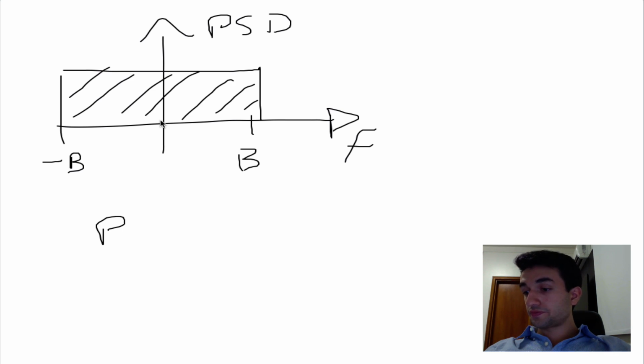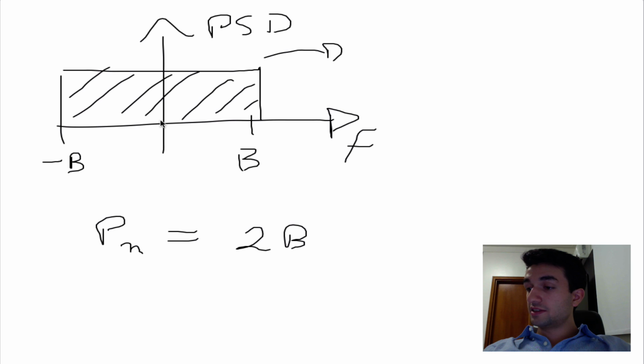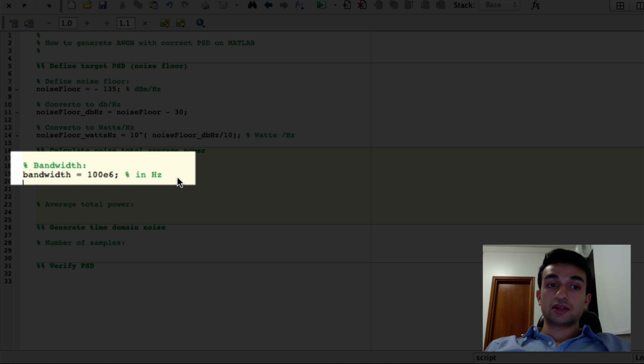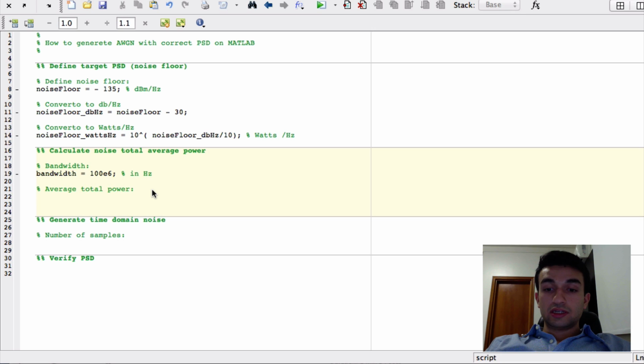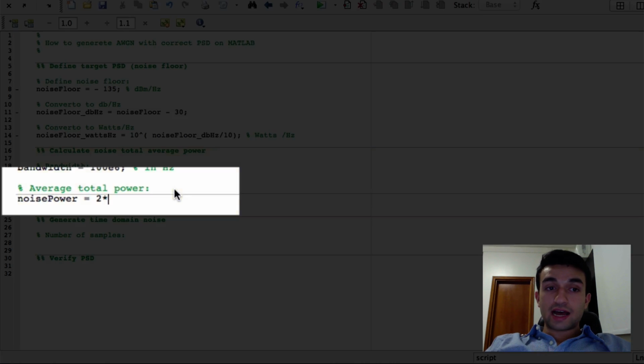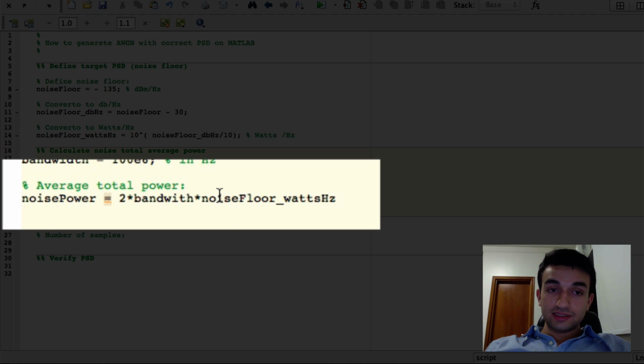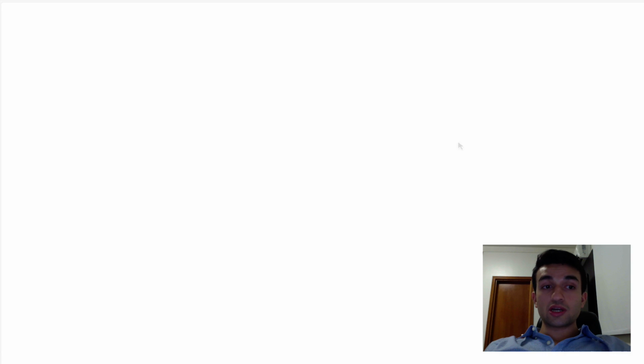So the total power is equal to this area here. The total power of the noise is equal to 2 times the bandwidth, and remember we are assuming a baseband system, times this PSD here. Let's say this is Sn of the analog frequency f, Sn of f. On MATLAB, let's first define a bandwidth for the simulation. Let's say 100 megahertz, in units of hertz. Now the average total noise power is equal to 2 times the bandwidth times the noise floor, or the actual PSD, in watts per hertz. Okay. So now we have the noise power.